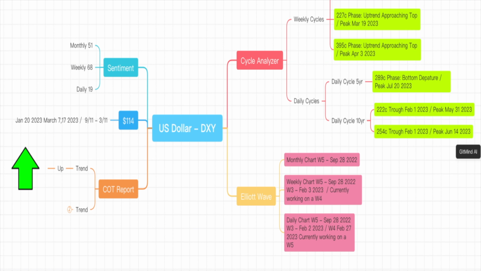Hey guys, today is Saturday, March the 4th of 2023, and I wanted to do a quick update on the US dollar. A lot of things are kind of getting spicy here, so without any further delay, let's get into it. So this is what I call my mind map.